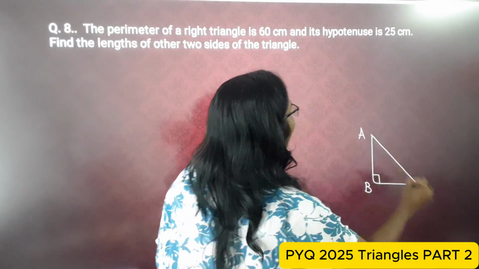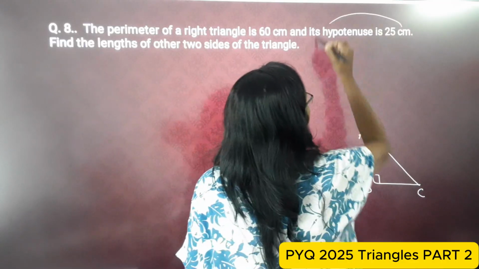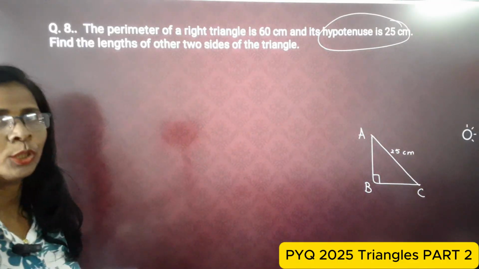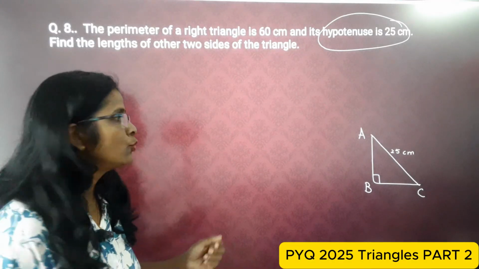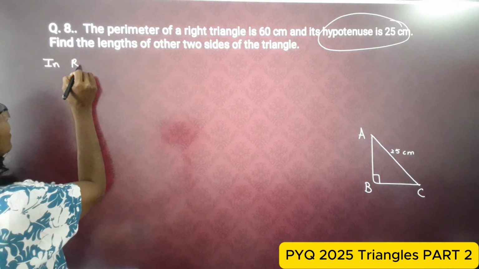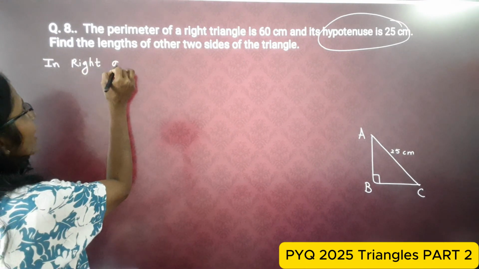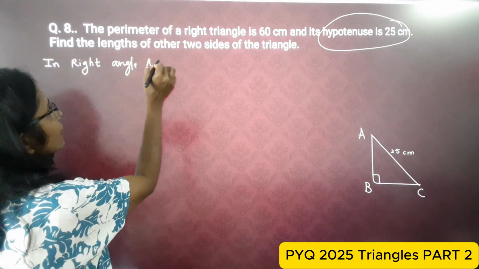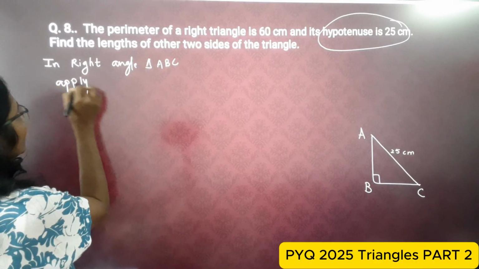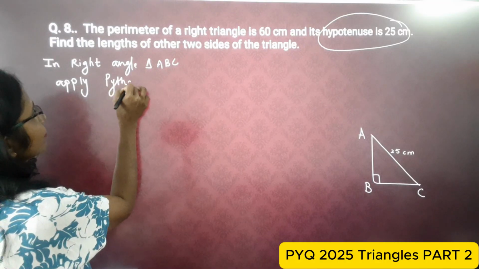Now the hypotenuse is AC and the given hypotenuse is 25 centimeter, so I write here 25 centimeter. As per the given information, try to solve this example. Students, in right angle triangle ABC, apply the Pythagoras theorem.